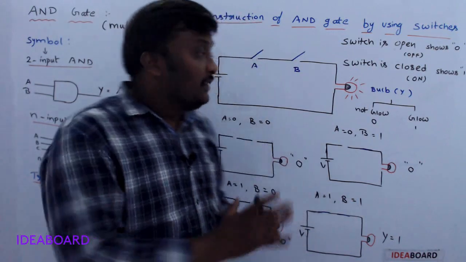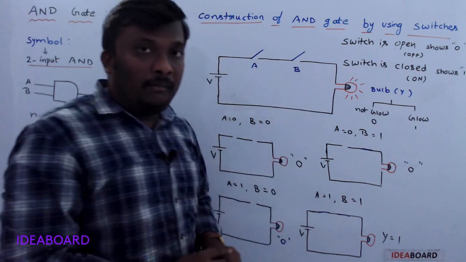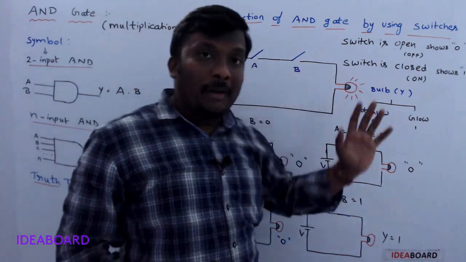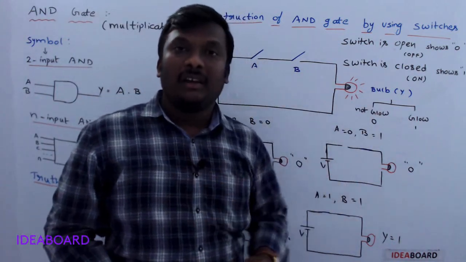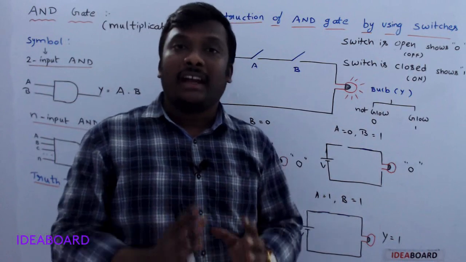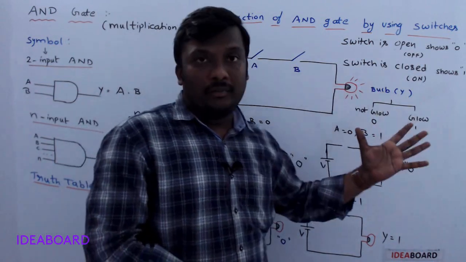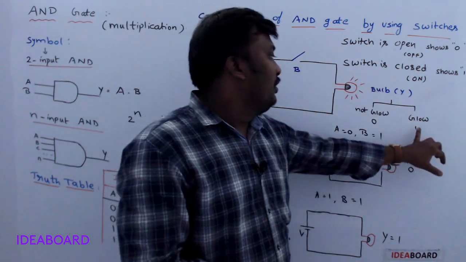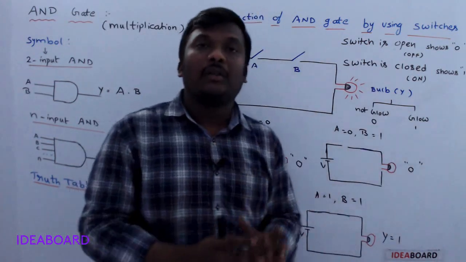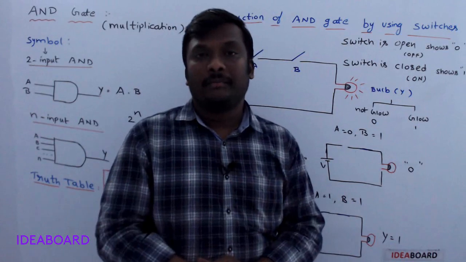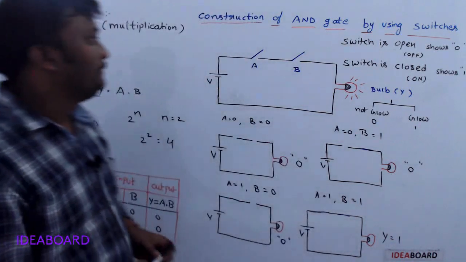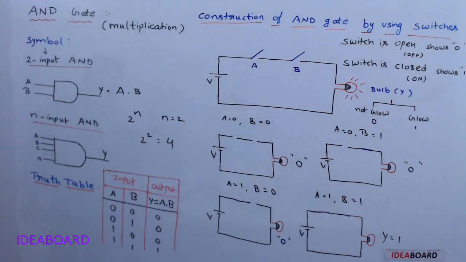Do you understand? So in a circuit, if it is an open circuit, there is no flow of current. If it is a closed circuit, current will flow through the circuit. Then the bulb will glow. If the bulb glows, it shows 1. If the bulb does not glow, it shows 0. Do you understand? Please note it down.